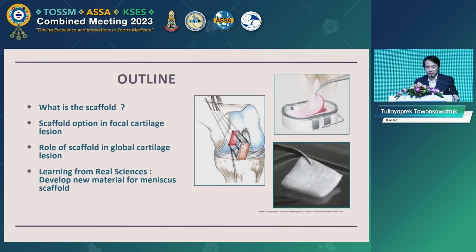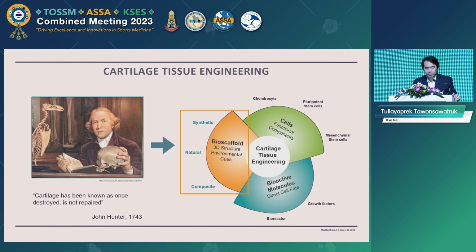So today I'm going to talk on the scaffold. What is the scaffold? The scaffold options in focal cartilage lesions, third is global cartilage, and learning from the real science to develop the new material for the meniscal scaffold.